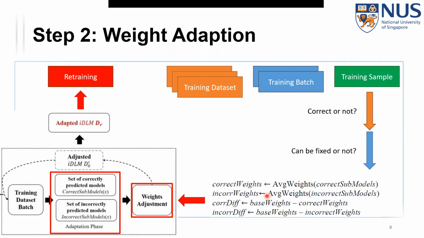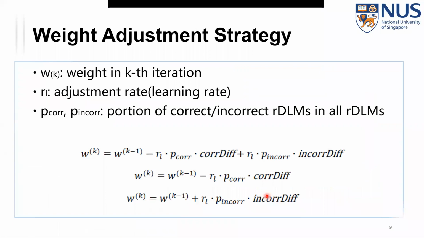No. Okay. For the weight adjustment strategy, the author tried three strategies. W_k means the weights in the k-th iteration, and R_l means the learning rate, the adjustment rate. P_correct and P_incorrect mean the proportion of correct or incorrect submodels among all the submodels. For example, if there are 20 submodels and 5 of them are correct and the other 15 are incorrect, P_correct will be 1/4 and P_incorrect will be 3/4. So then you can see that the weight adjustment is quite simple: it's just the learning rate times the proportion times the diff. So it's actually three strategies.